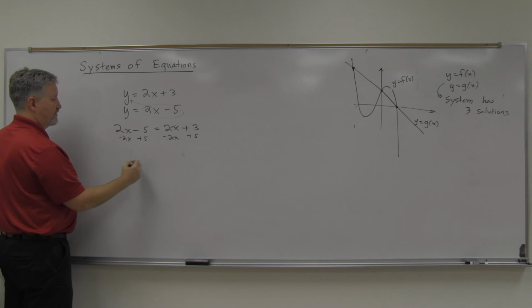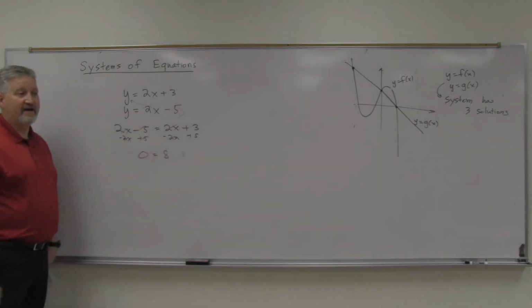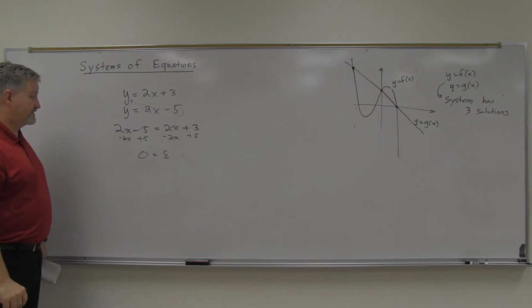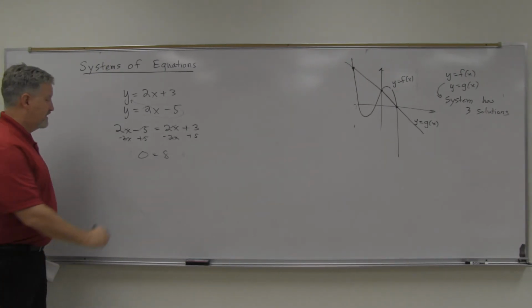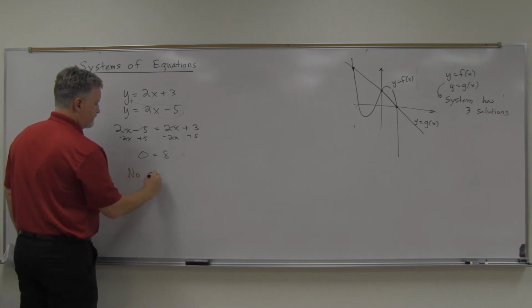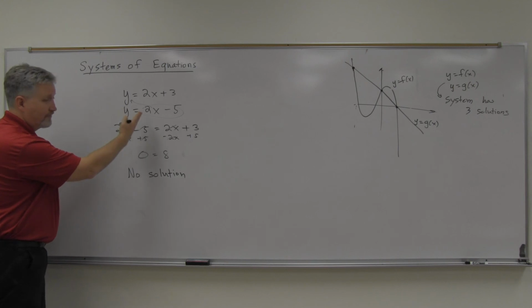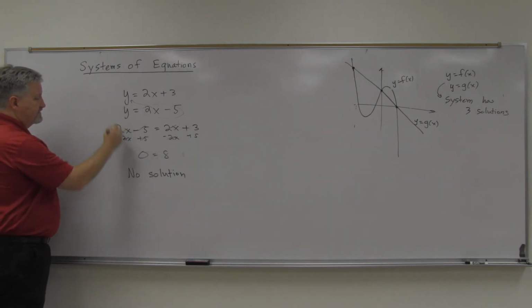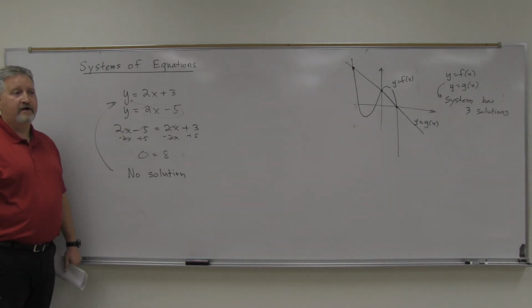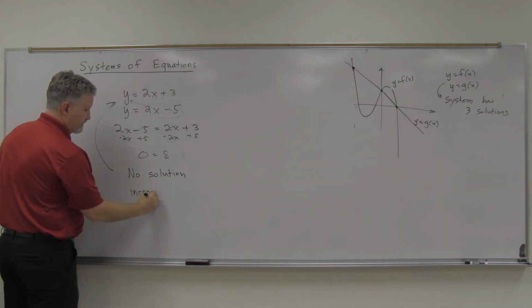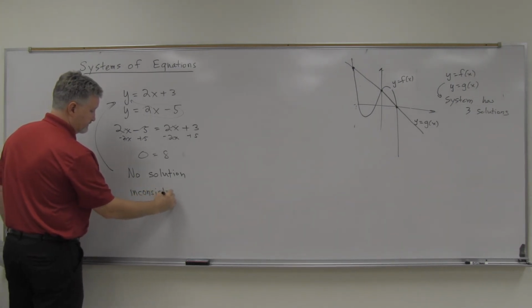Try to solve it like we normally do, what happens? 0 equals 8. Yeah, the x's cancel out, and so I wind up with an inaccurate statement there, 0 equals 8. Yeah, there's no solution to that particular equation, or for that matter, the system has no solution either. It's called an inconsistent system, by the way. I may ask you about that.